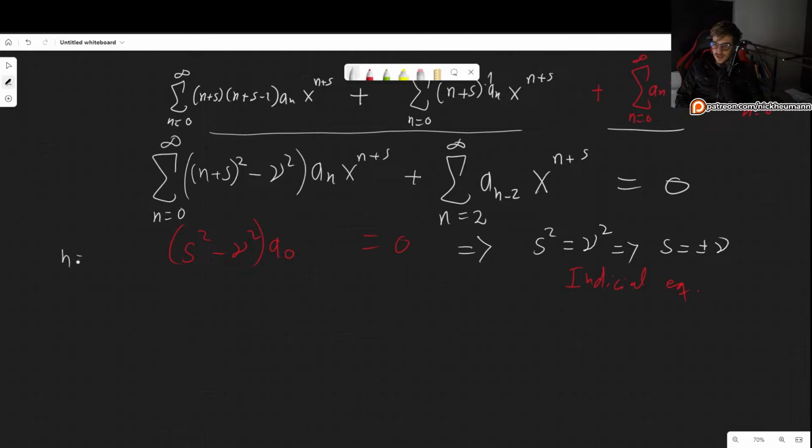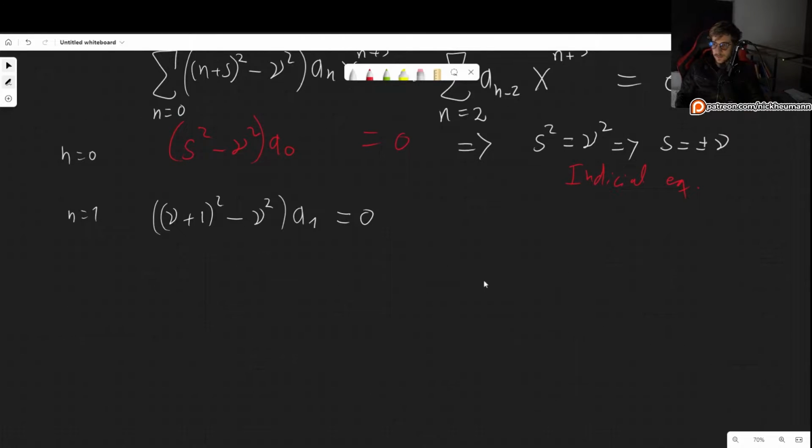Now, so this is n equals 0. Now let's continue with n equal 1. So here we get s plus 1 squared minus, and now we know that s and nu are the same. So we can write this in terms of either s or nu. I will just choose to call s nu, but of course it doesn't really make much of a difference. Minus nu squared, and then this is multiplied by a_1. This is equal to 0.